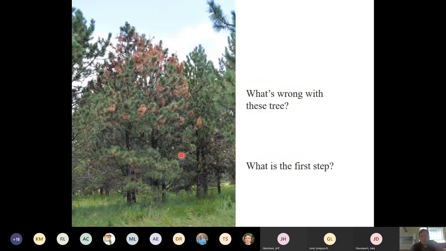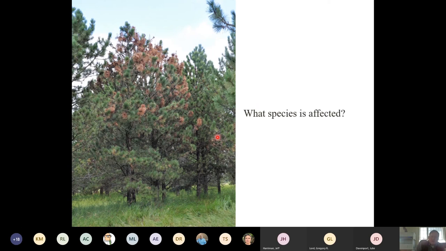Okay, what's wrong with this tree? What's the first step? Red pine, pattern of abnormality. We do the site inspection. It's sort of like an open grown forest with some sod competition, but I don't think that's it, because if it was sod competition or an abiotic issue, I'd expect to see more uniform symptoms throughout the crown. We know the species is red pine. Sporadic. We assess the functional parts of the tree.